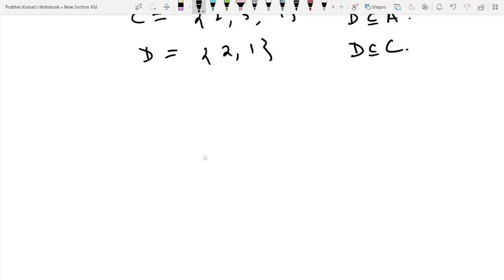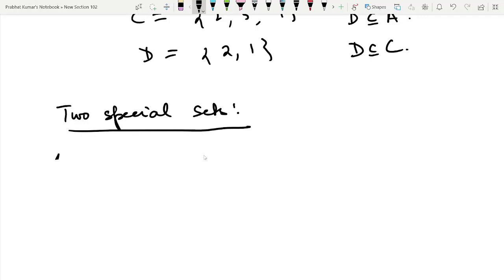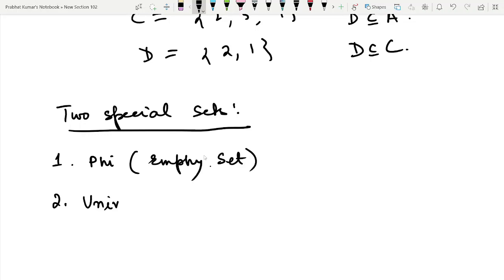Now let us define two special sets. One is called phi, that is the empty set, and the other, exactly on the opposite side, is the universal set. So let us understand these two concepts clearly.